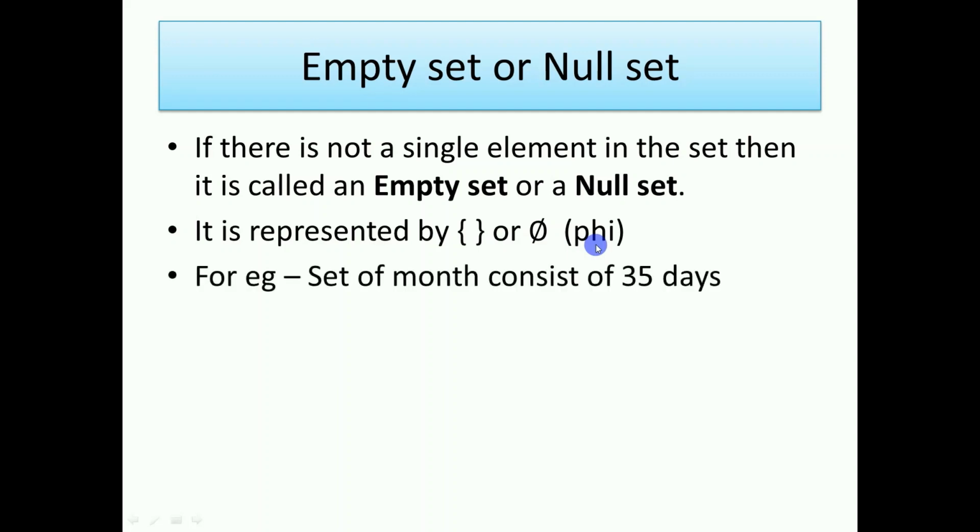For example, consider that you have to make a set of months consisting of 35 days. You know that in a year of 365 days we have 12 months. But in those 12 months we come across 28 days, that is in February, 30 days and 31 days. There is no month which has 35 days, so that set will be just empty. Just like this you have to write it, because there is no such month which consists of 35 days. So you leave it like this, or you can write the phi sign. This sign makes sure that this set is an empty set or a null set. It is just a representation.